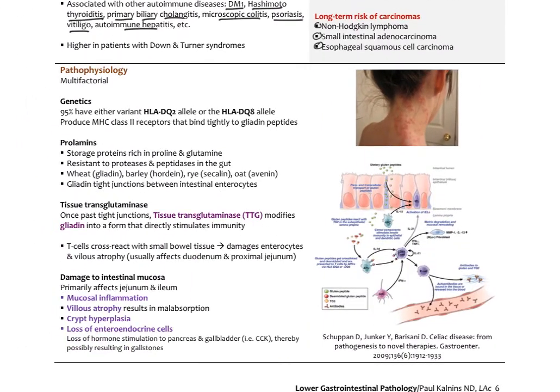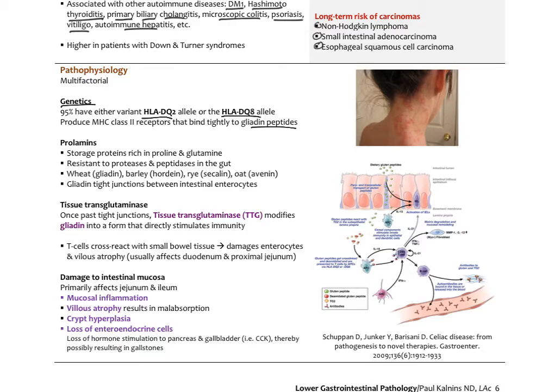So the pathophysiology is multifactorial. We think it's a combination of genetics. You have to have a certain genetic marker, and that's either an HLA-DQ2 allele or an HLA-DQ8. This is part of your major histocompatibility complex, part of that immune recognition system. These particular receptors bind tightly to gliadin peptides, and they create more of an antigenic compound.